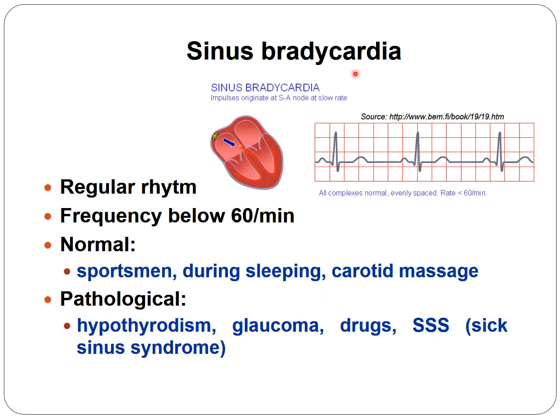Sinus bradycardia, similarly to the tachycardia, that's rhythmic, however, the rate is below 60 per minute. Normally occurs in sportsmen, during sleep, carotid massage, but it can be pathological, for example, due to endocrine disorders such as hypothyroidism, or glaucoma, where the intraocular pressure increases, or drugs, sick sinus syndrome, and so on and so on.